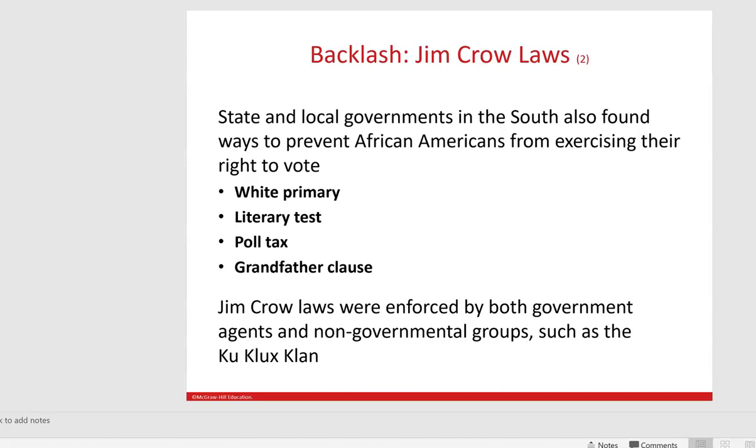In the white primary, this meant that in the primary election, which would be your first election, only white men were allowed to vote. Then they applied the literacy test, and you had to pass a literacy test in order to vote. So for decades and even centuries, it was against the law for African Americans to be taught to read. So obviously they would not be able to pass this literacy test.